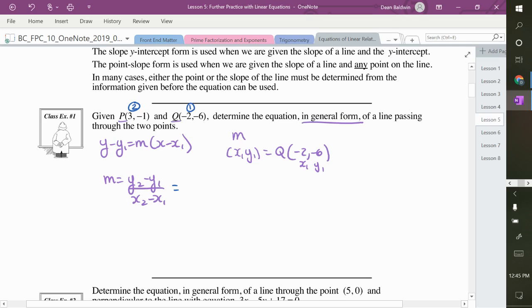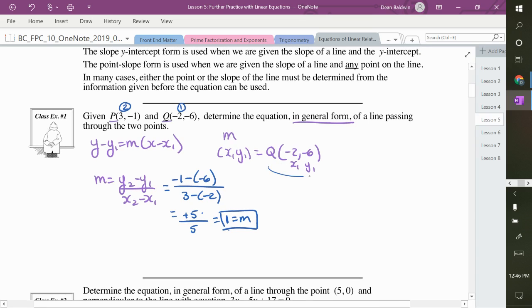What's y2? -1 minus -6 over 3 minus -2. What's -1 plus 6? +5. 3 plus 2 is 5. So my slope is 1. Okay. So now I know my slope.